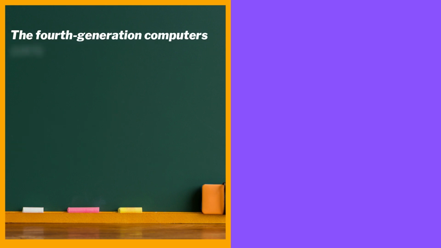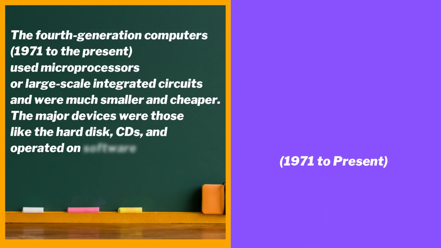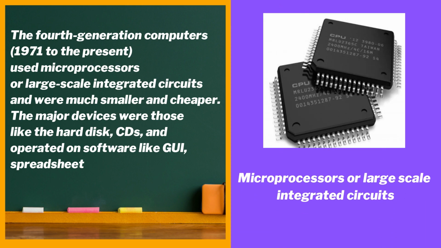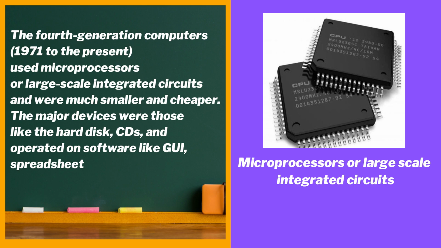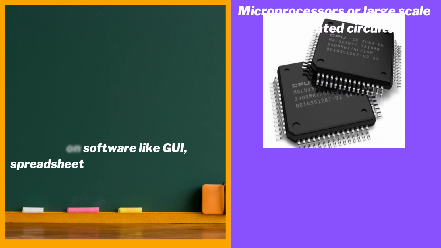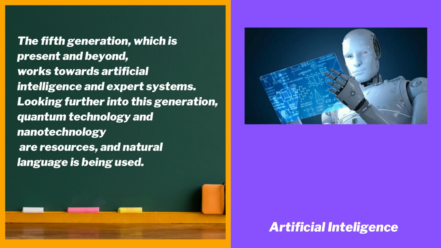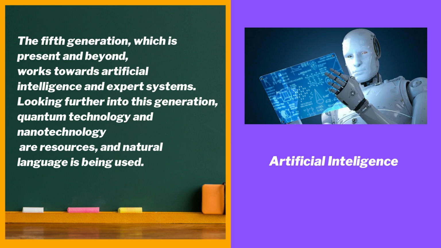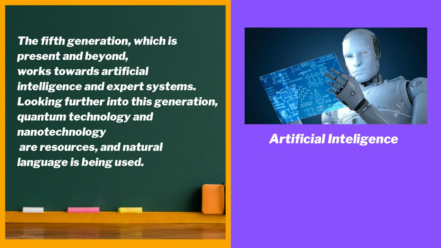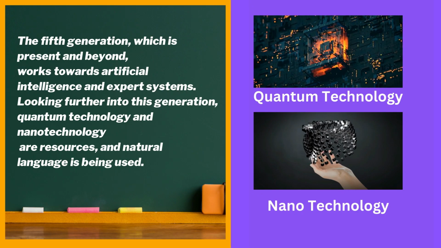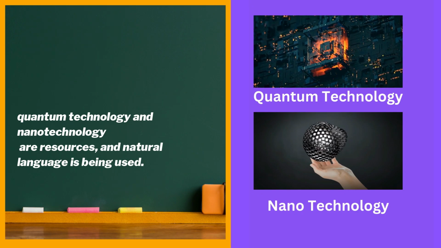The fourth generation of computers, 1971 to present, used microprocessors or large-scale integrated circuits and were much smaller and cheaper. The major devices were those like hard disks and CDs, and they operated on software like GUI and spreadsheets. The fifth generation, which is present and beyond, works on artificial intelligence and expert systems. Looking further into this generation, quantum technology and nanotechnology are resources, and these operate on natural languages.